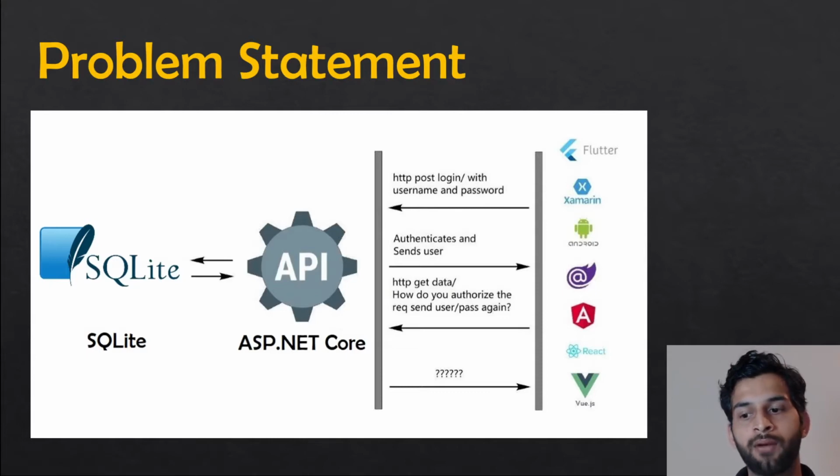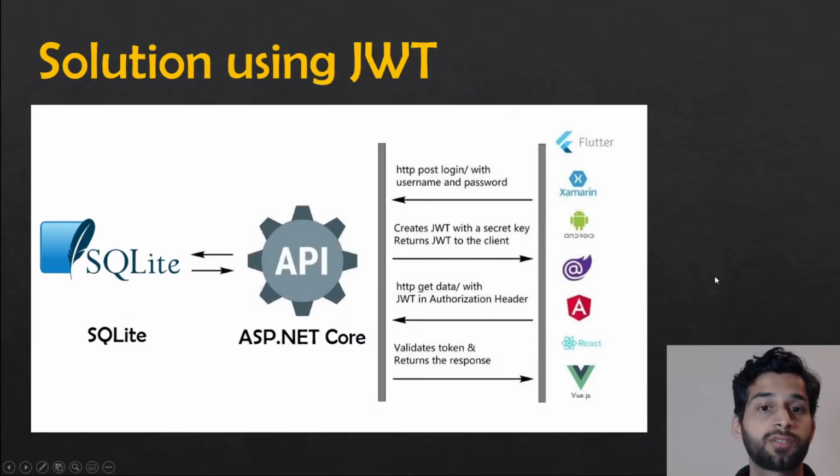Also, you could have an authentication server different from the transaction servers for your application. So that could get a little tricky. Also, it's not safe to pass username and password again and again to authorize the request. And that's why you should use JSON Web Tokens.